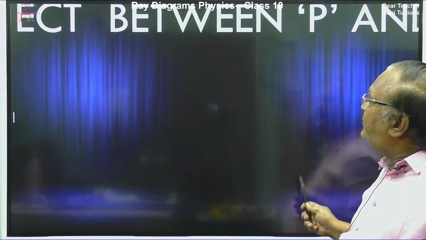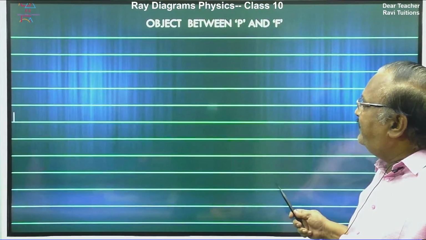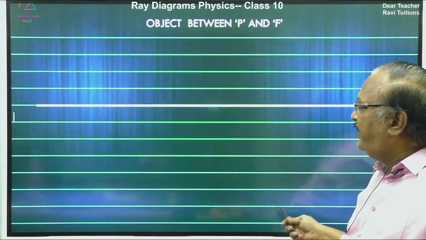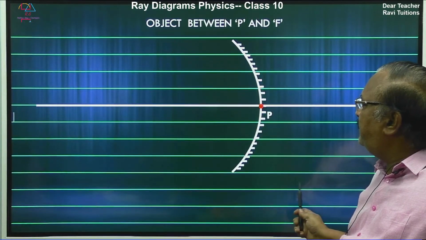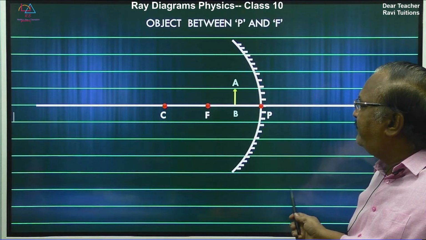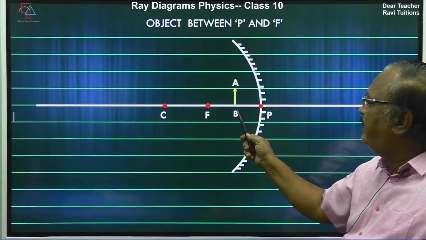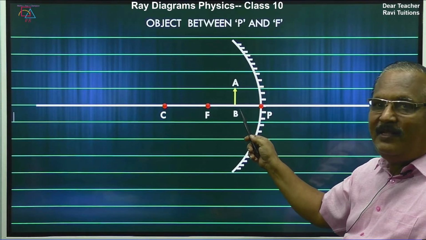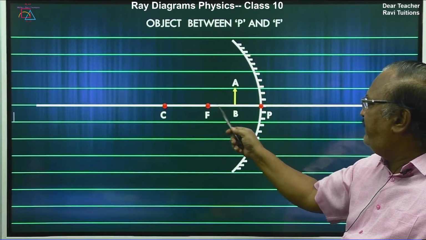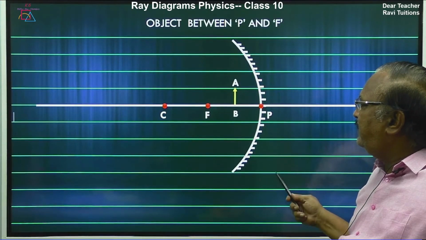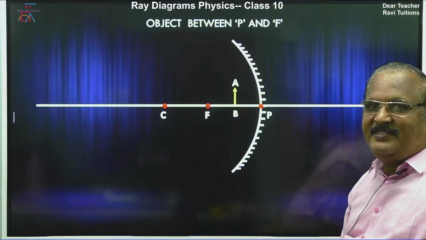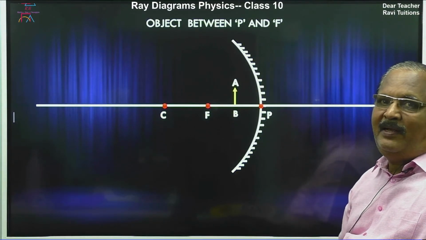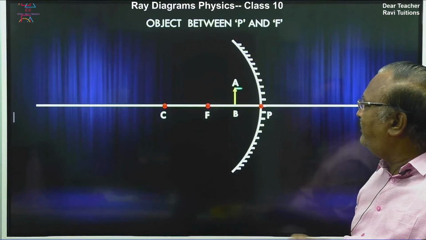Let us go to between P and F. This is also a little bit complicated thing. Draw the mirror, draw pole, draw F, draw C, and keep the object anywhere between F and P, not only exactly in the middle. Okay. So now object is kept. Parallel ray, there is no problem.